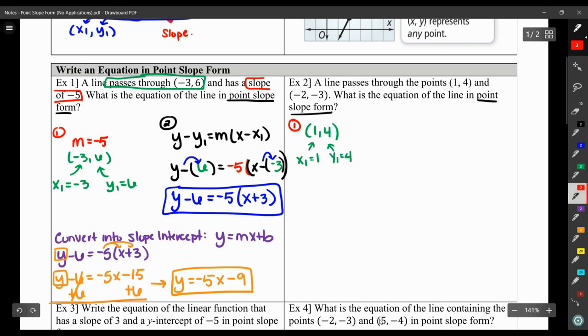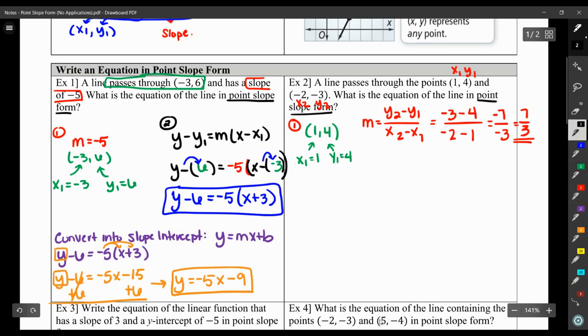The next thing I need to find in point slope form is, well, the slope. Well, they didn't give me the slope this time, so I'm going to have to use my slope formula to help me find the slope. y2 minus y1 over x2 minus x1. So label my points. Here's x1 and y1. Here's x2 and y2. Okay, and then let's plug in. So y2 is -3 minus y1 of 4 over x2 of -2 minus x1 of 1. And we end up with -3 minus 4 makes -7. -2 minus 1 makes -3, which simplifies further into +7/3.